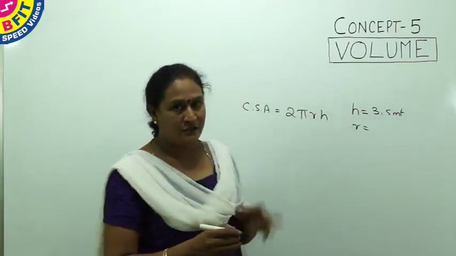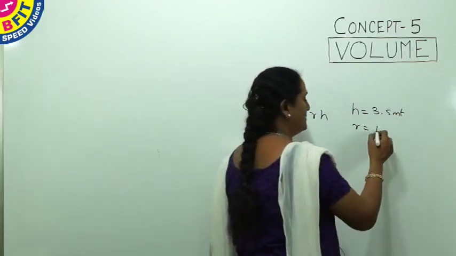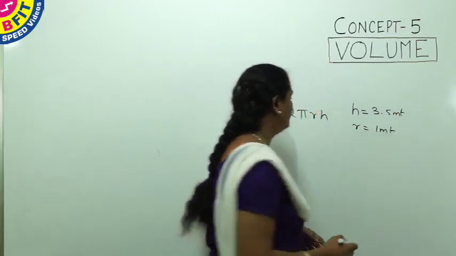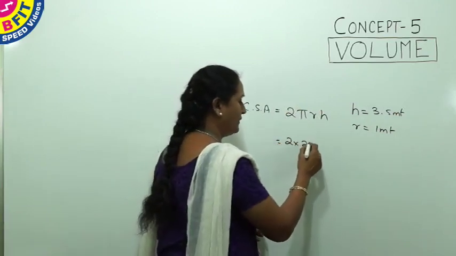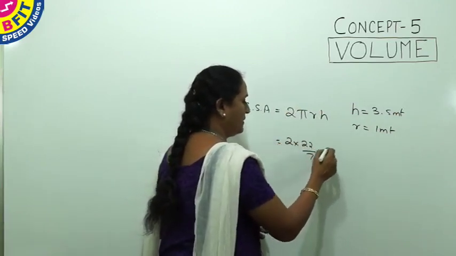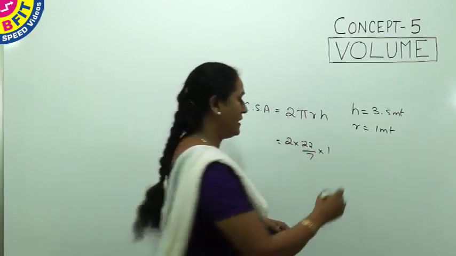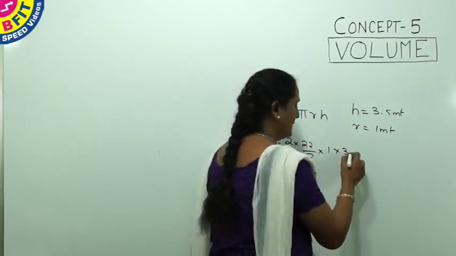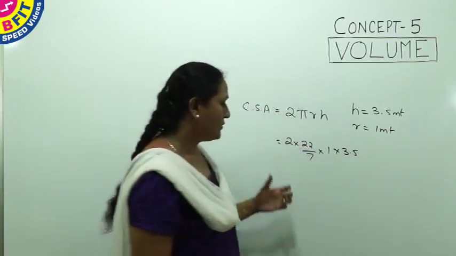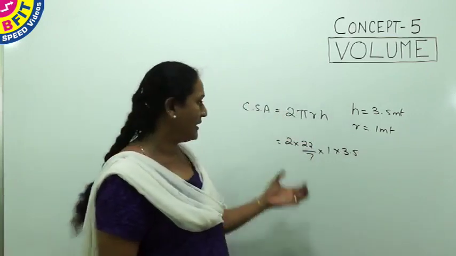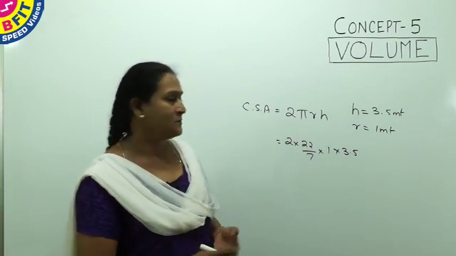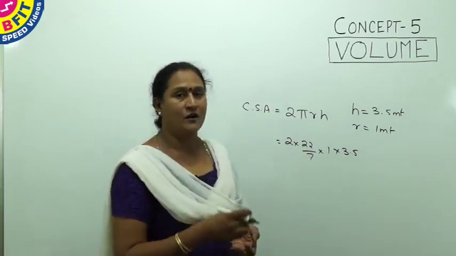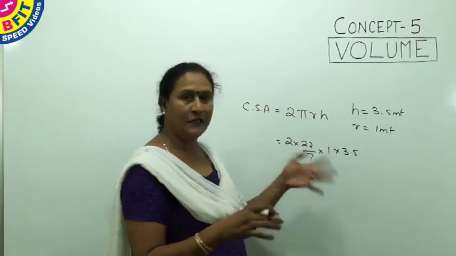The diameter is 2 meters, so the radius is 1 meter. And now CSA is 2 into 22 by 7, and radius is 1 meter and height is 3.5. So when we calculate this, we get the curved surface area of the cylinder, and to find the cost, multiplying this area with the cost per square meter, we get the total cost.